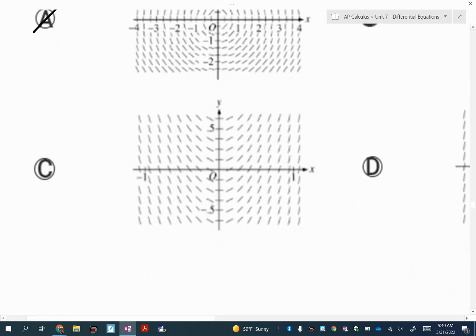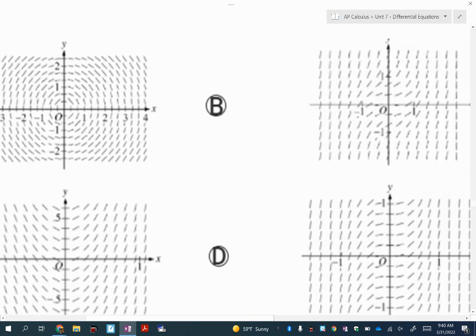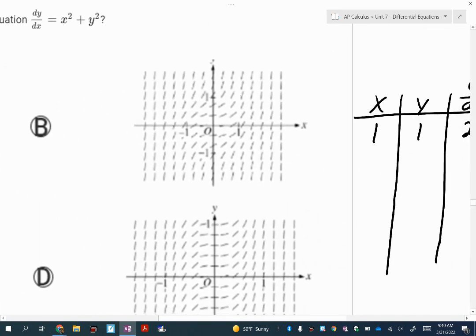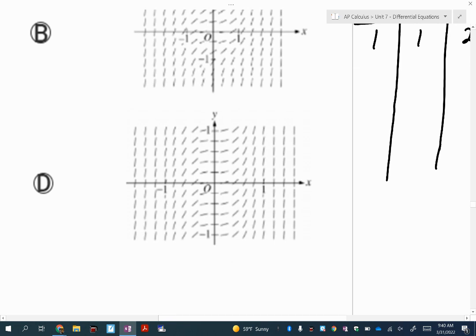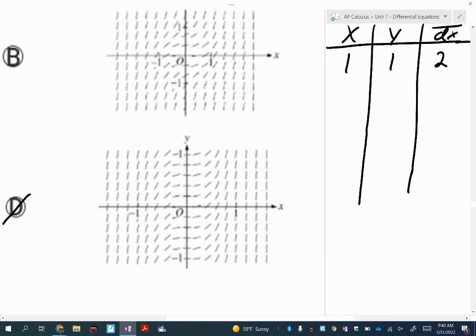For letter C, there's 1, 1 all the way over here. Be careful with that. That's a really steep slope. That doesn't look like a 2. That looks like it's very steep. Letter B at 1, 1, that could be 2. I don't know yet. And then 1, 1 in D looks even steeper, so probably not D. All right, so I think it's B for now.